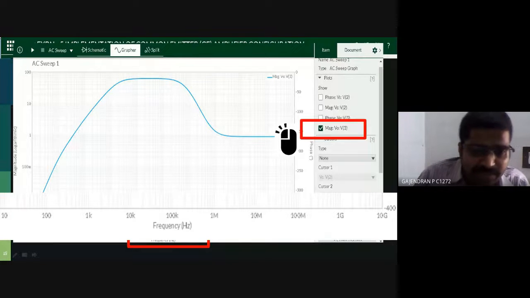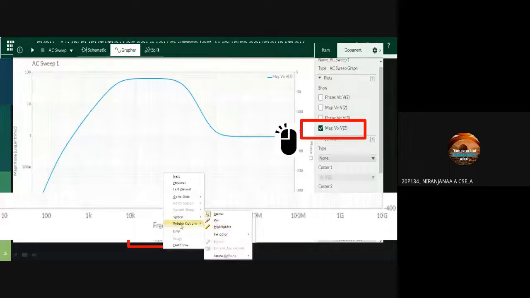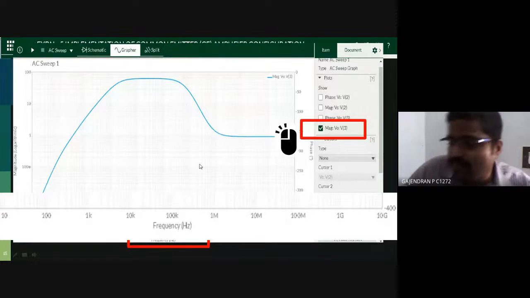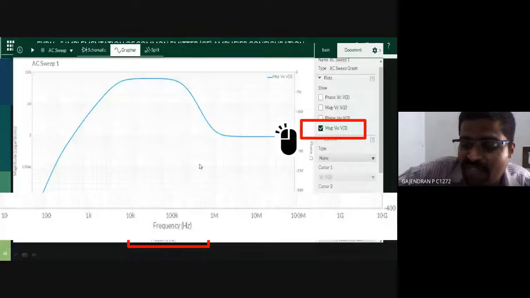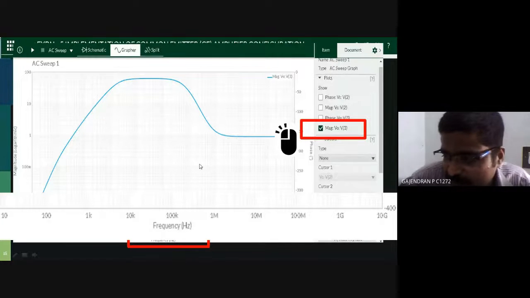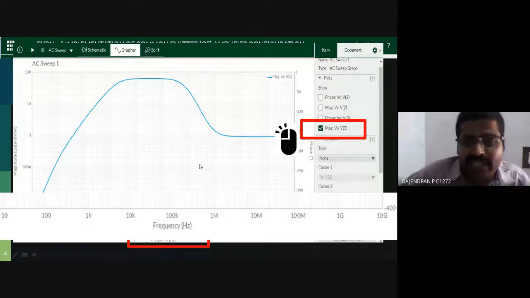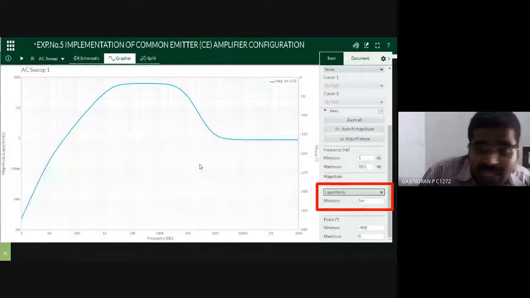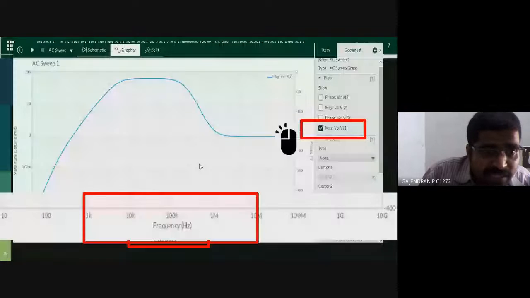What is on the x-axis? Frequency. What is in your model graph? Frequency, sir. Then there is no problem there. Okay. Now you check the y-axis please.